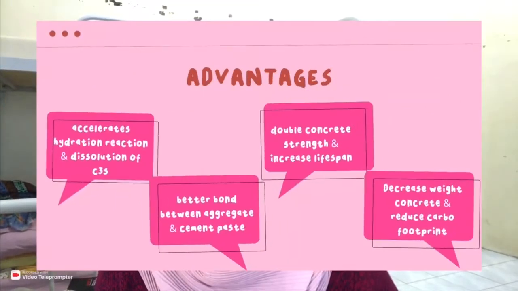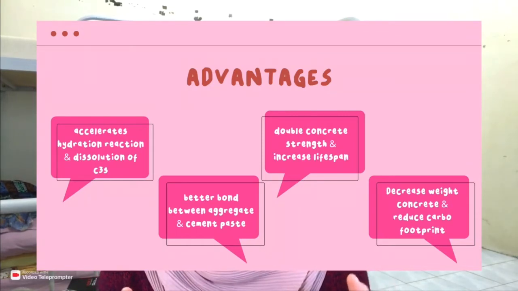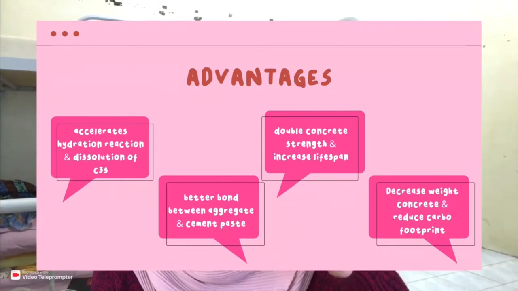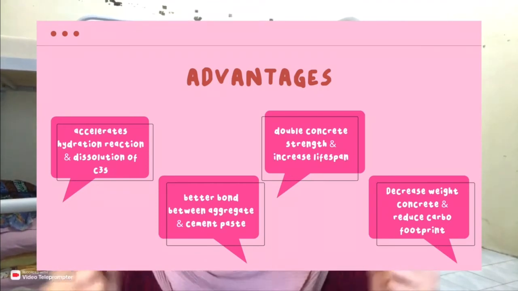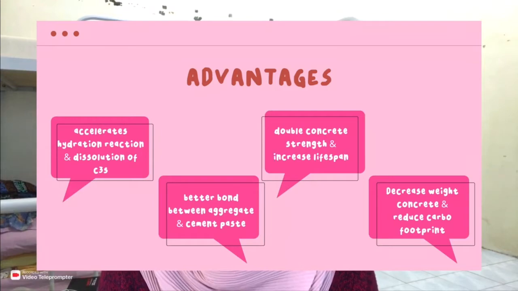But what about the advantages? There are 4 advantages. Number 1, it accelerates the reaction and dissolution of C3S. Number 2, the bond gets better between aggregate and cement paste. Number 3, it will double the concrete strength and increase the lifespan. Last but not least, it decreases the weight of concrete and reduces carbon footprint.